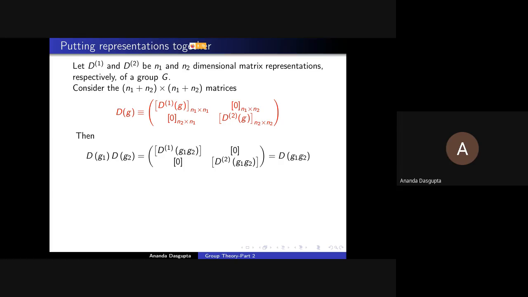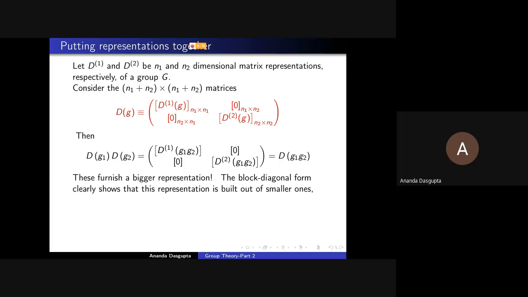But you should realize that it's really saying nothing very new. It's just saying that you have smaller representations, you just put them together and you're getting a bigger representation. Okay. So is everybody clear about this? If there's a question about this, please ask now. Okay. Now the block diagonal form that you see here, D(g) is a block up here, another block down here. This clearly shows that you have actually built up this big representation by using smaller representations and joining them together.